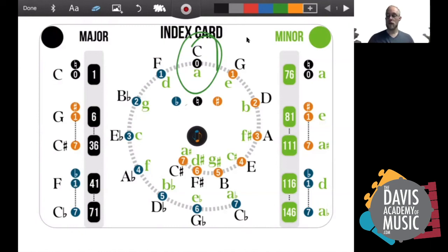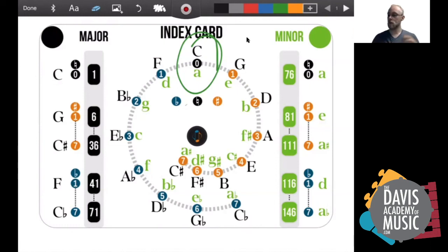It's generally an overgeneralization, but oftentimes if it starts on C and ends on C, and it has the key signature of C major, we can generally call it C major. If it starts and ends on A and has the key signature of A minor, then you can probably say it's going to be in A minor.